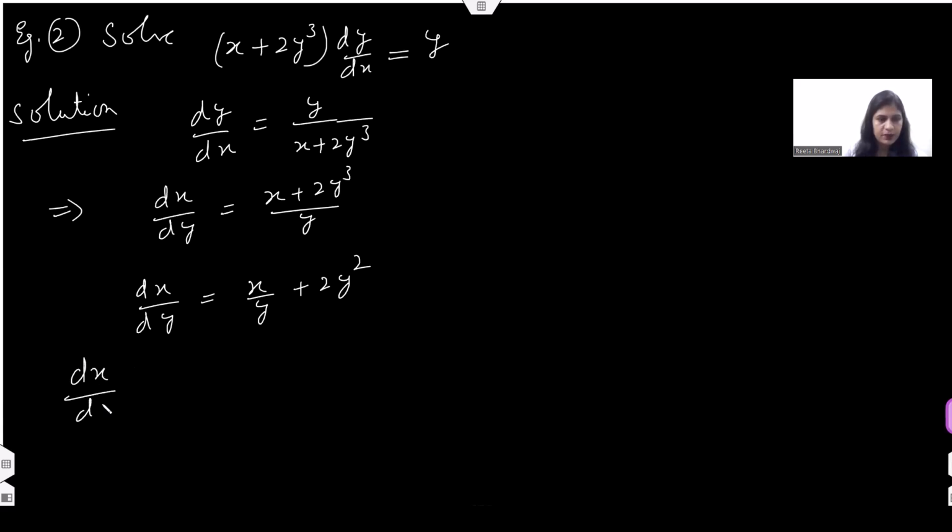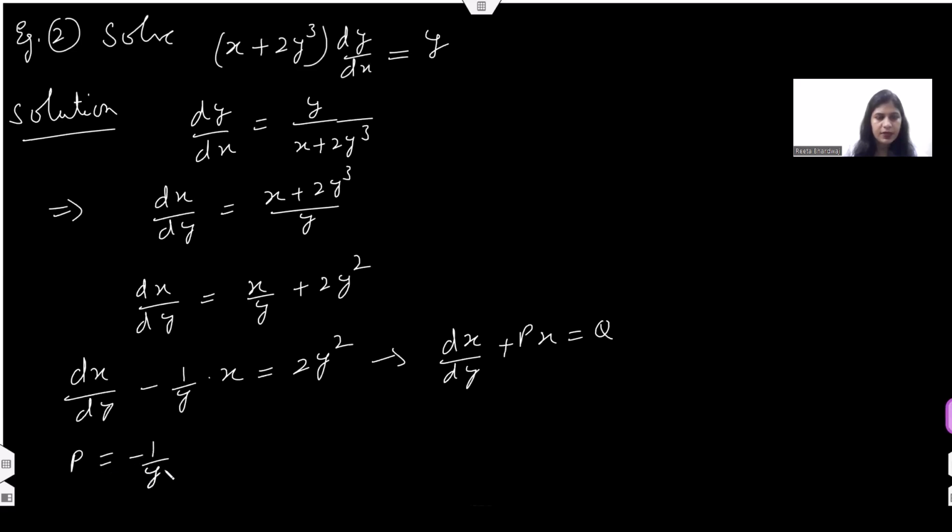So that means it would be the case of this one. Clearly we can compare it with the general form of linear differential equation, dx over dy plus px is equal to q. So on comparing, we are getting p as minus 1 by y and q as 2y square.